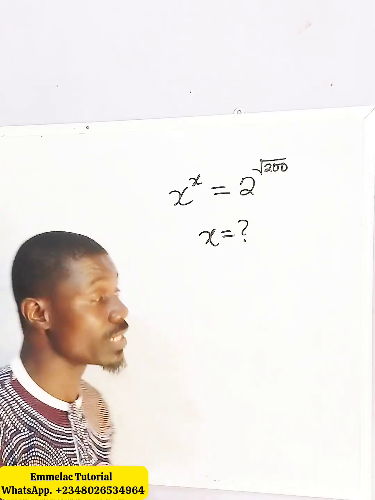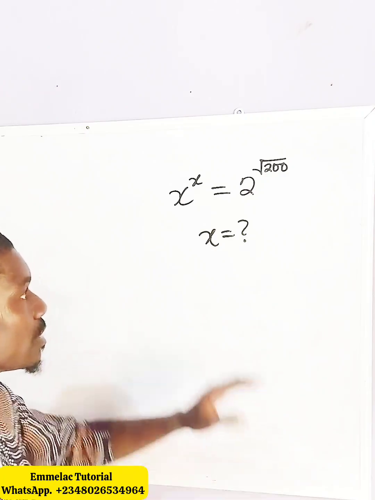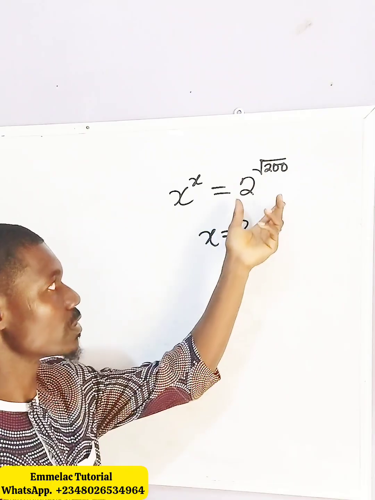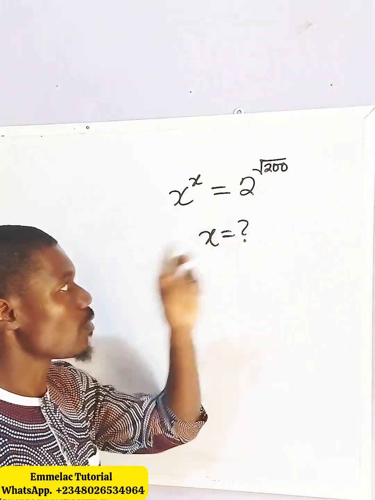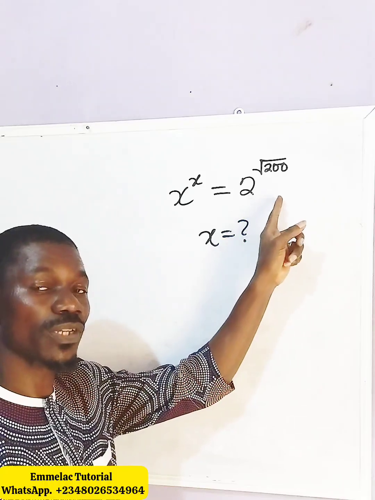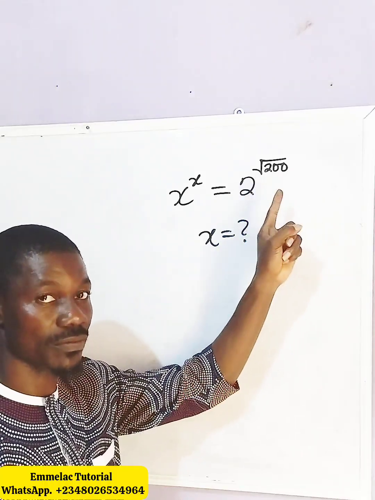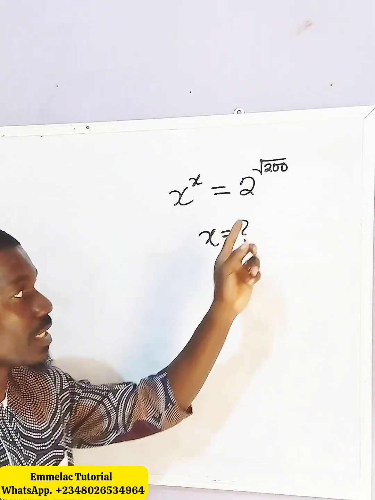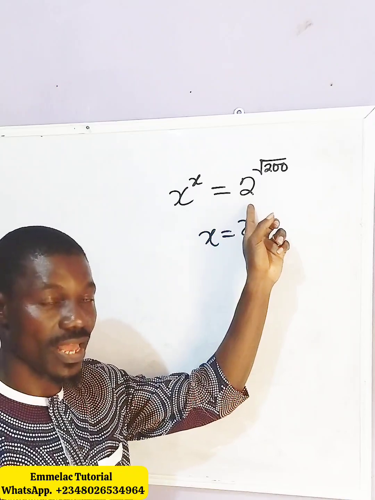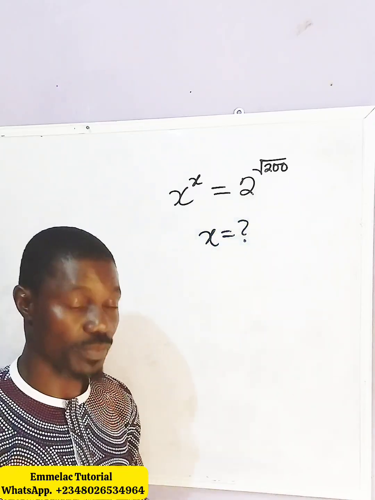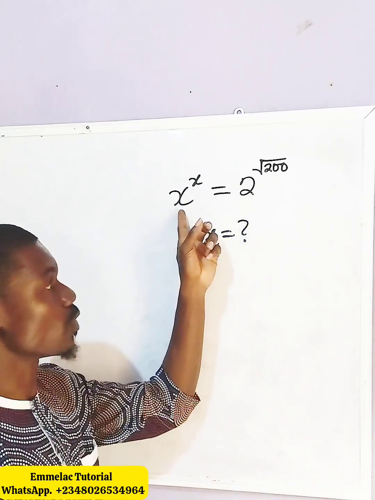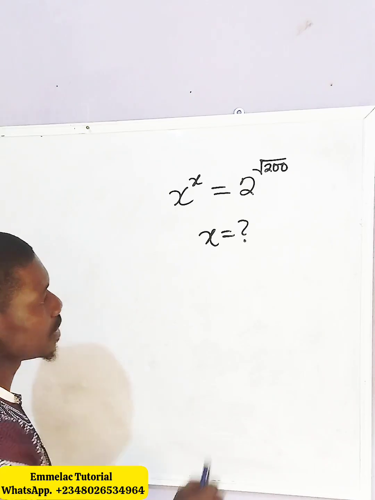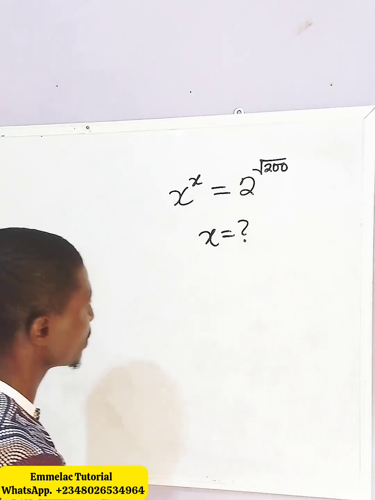Now looking at this equation, we have x raised to the power of x equals the whole of this. What we need to do here is to break this down to have the same structure, which implies that the base and the power must be the same thing, so that it will equate to the left hand side. So how do we go about it? Let us quickly reduce all this.